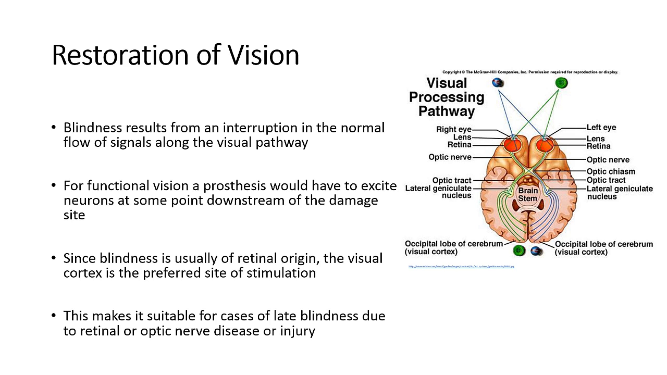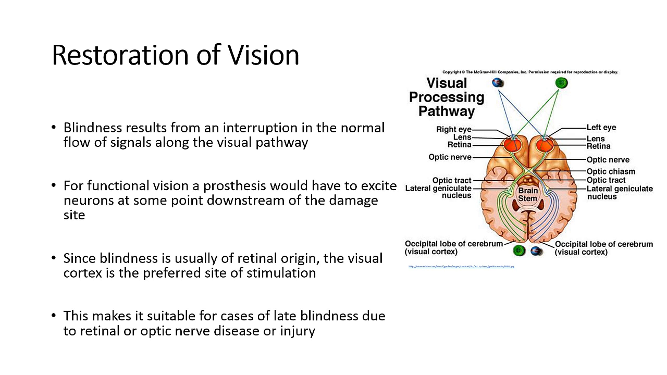Restoration of vision. Blindness results from an interruption in the normal flow of signals along the vision pathway. As you can see in the figure on the right, that could be due to damage or disease to the retina, the optic nerve, or the lateral geniculate nucleus. For functional vision, a prosthesis would have to excite neurons at some point downstream of this damage site. Since blindness is usually of retinal origin, the visual cortex is the preferred site of stimulation.